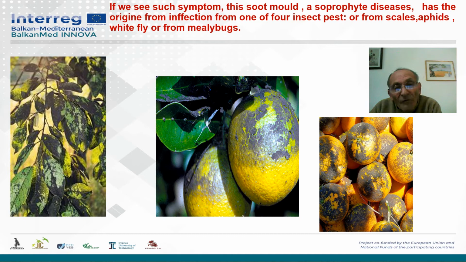This kind of black layer on the fruits and the leaves reduces the vigor of the plants. It reduces the photosynthesis processes, and the plants become weaker and weaker, and perhaps if this kind of situation continues for many years, the life of the plant is in danger too.